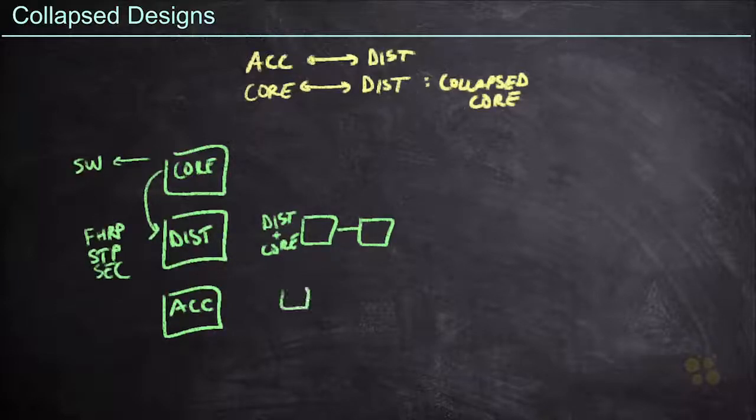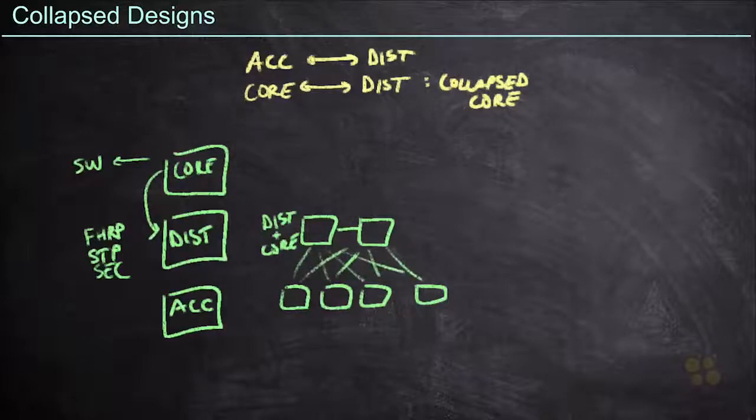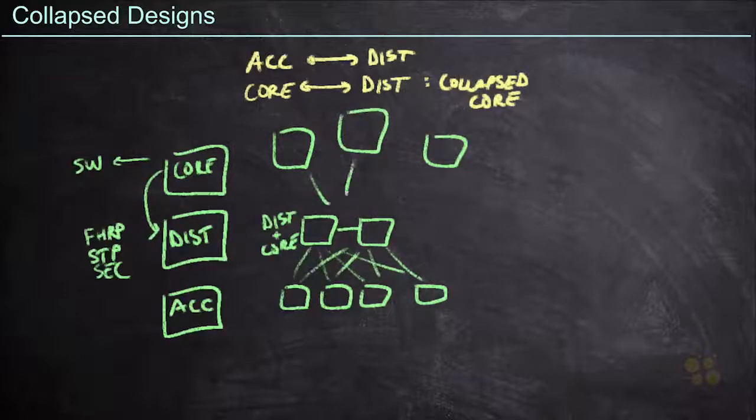So the way this is going to work is we're going to have access layer switches coming into this collapsed core layer. And then on top of that, we're going to have other networking blocks out there that are attaching into this block as well. This might be additional distribution switches out on the network. This might be the internet block.